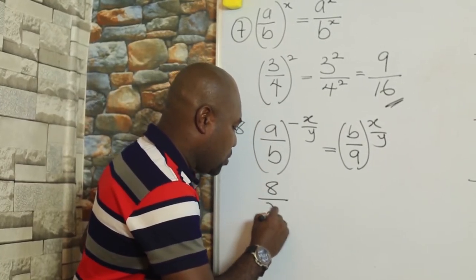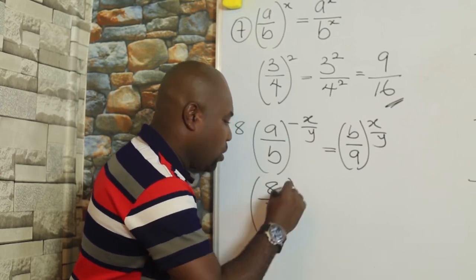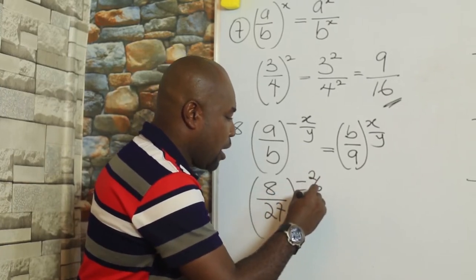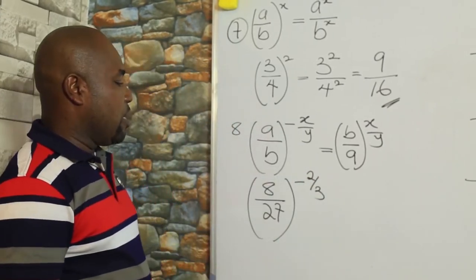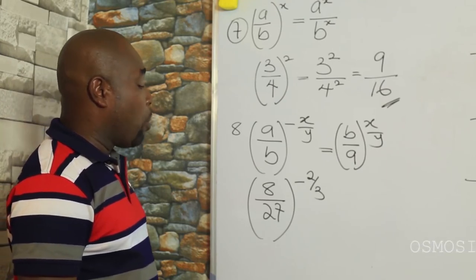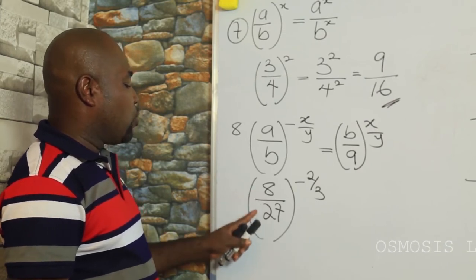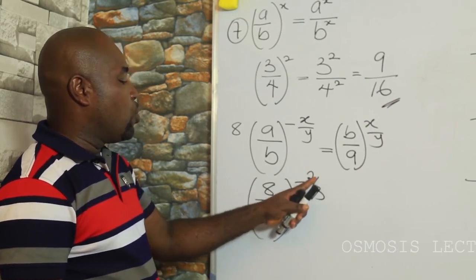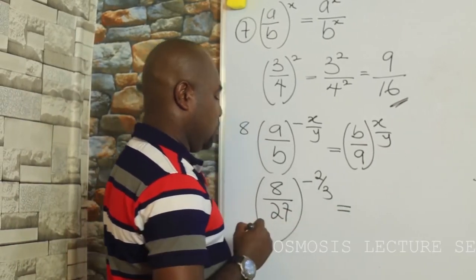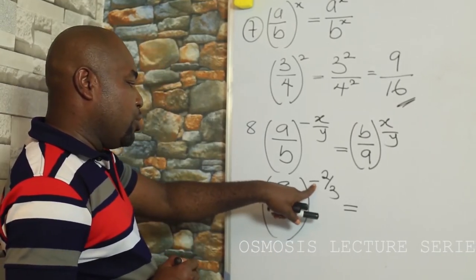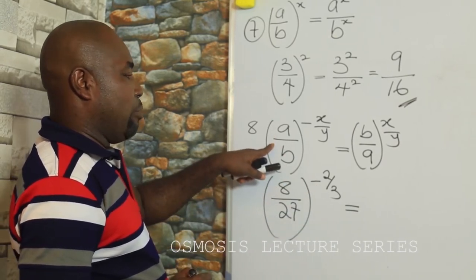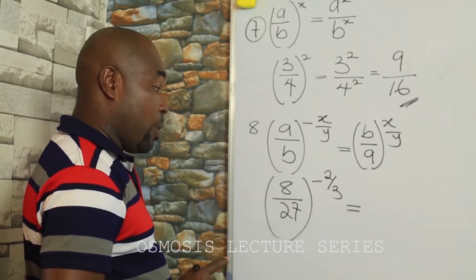8 over 27 all raised to power minus 2 over 3. To solve this problem, let us first of all do away with this negative sign here. We shall apply the transformational law here to do away with it.